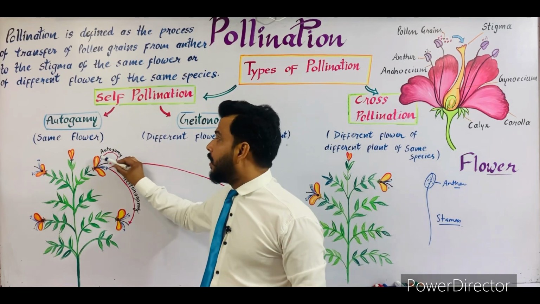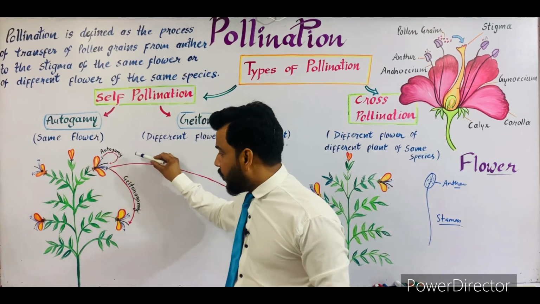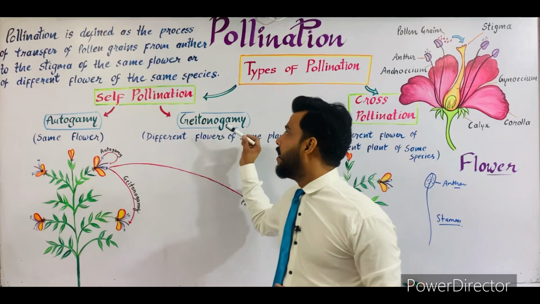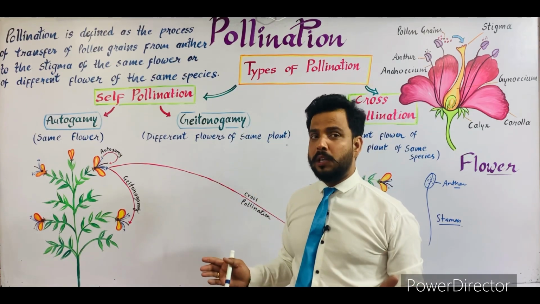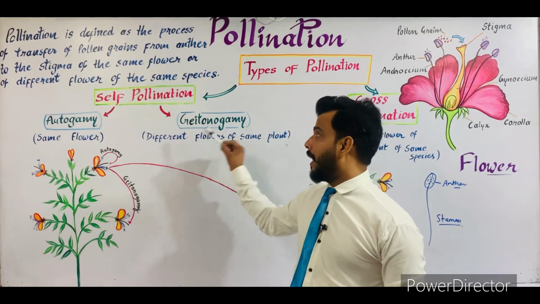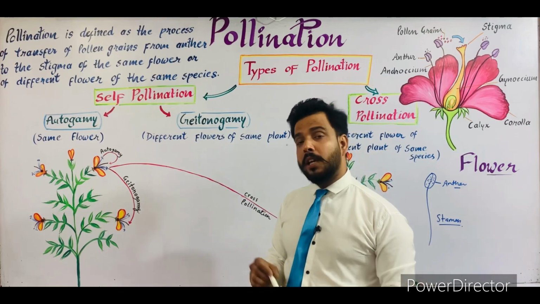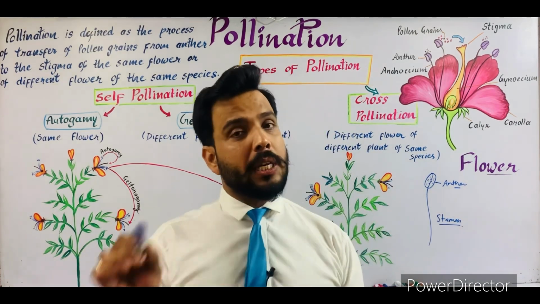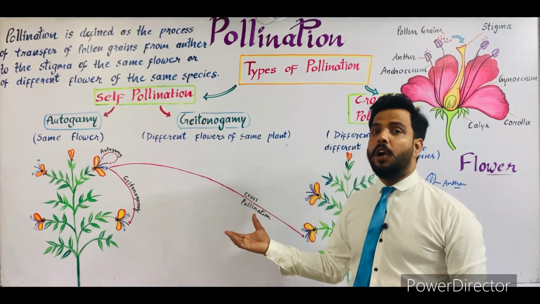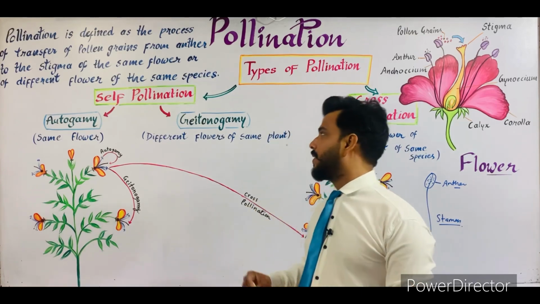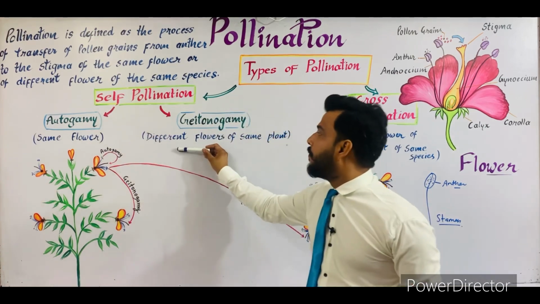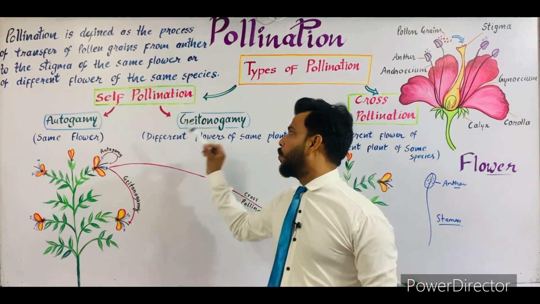But when the pollen grains of a flower reach the stigma of another flower of the same plant, then this condition is known as geitonogamy. So both are self-pollination, and there are two conditions in self-pollination. First one is autogamy and the second one is geitonogamy. In autogamy, the pollen grains transfer from the anther to the stigma of the same flower, while in geitonogamy, the pollen grains of a flower transfer to the stigma of different flowers of the same plant. So, as you can see, same flower, autogamy, and different flowers of the same plant is known as geitonogamy.